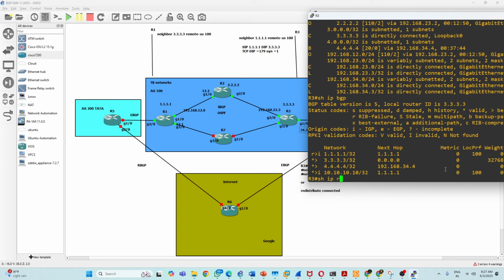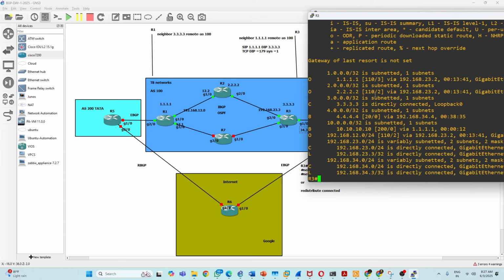If you check show IP route for 10.10.10.10, you will see it is learned via BGP, but you can see the AD is 200 now. What does 200 mean? It is the IBGP administrative distance. For this one, it is 20. It is also BGP, but 20 represents an EBGP route, the EBGP administrative distance. 200 is the IBGP administrative distance. Understand, everyone?